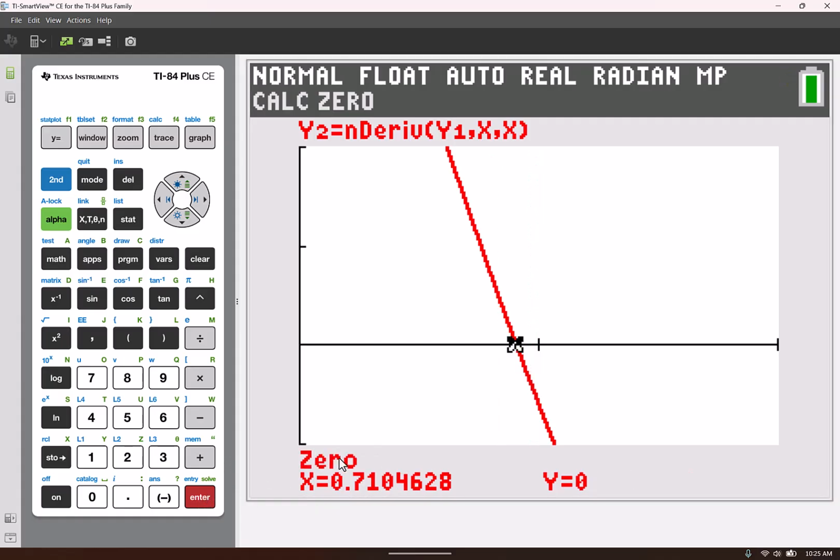What do you mean quit? Sorry, my calculator is... Say it again. The window. Window.